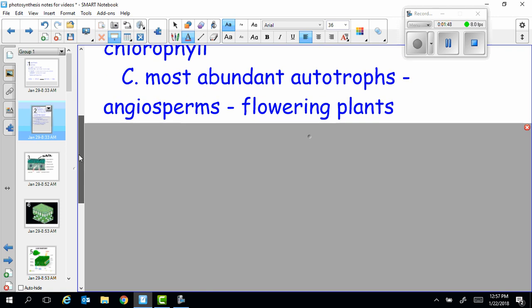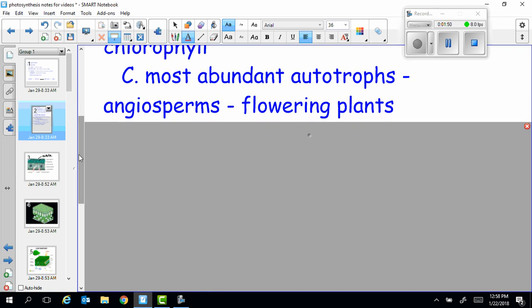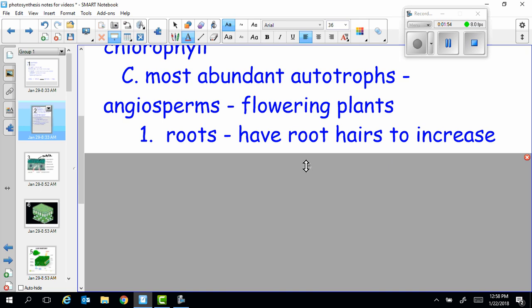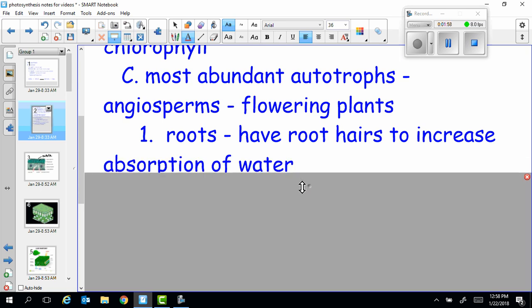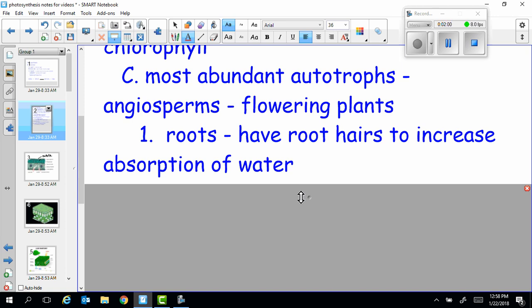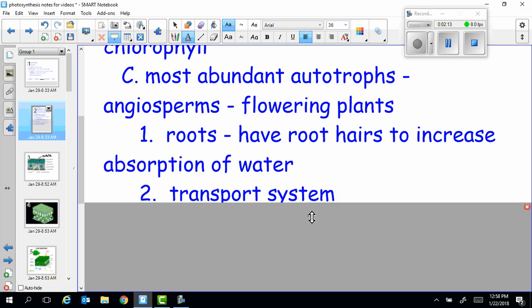All right, the most abundant autotrophs have a great amount of adaptations that are worth talking about. The most abundant autotrophs are angiosperms, the phyla of plant that flowers. Their adaptations include roots. Roots are how to get the water. We talked about the requirements of water and carbon dioxide. You have to have adaptations that allow you to maximize water absorption. So roots, having root hairs, give you more surface area to absorb more water.